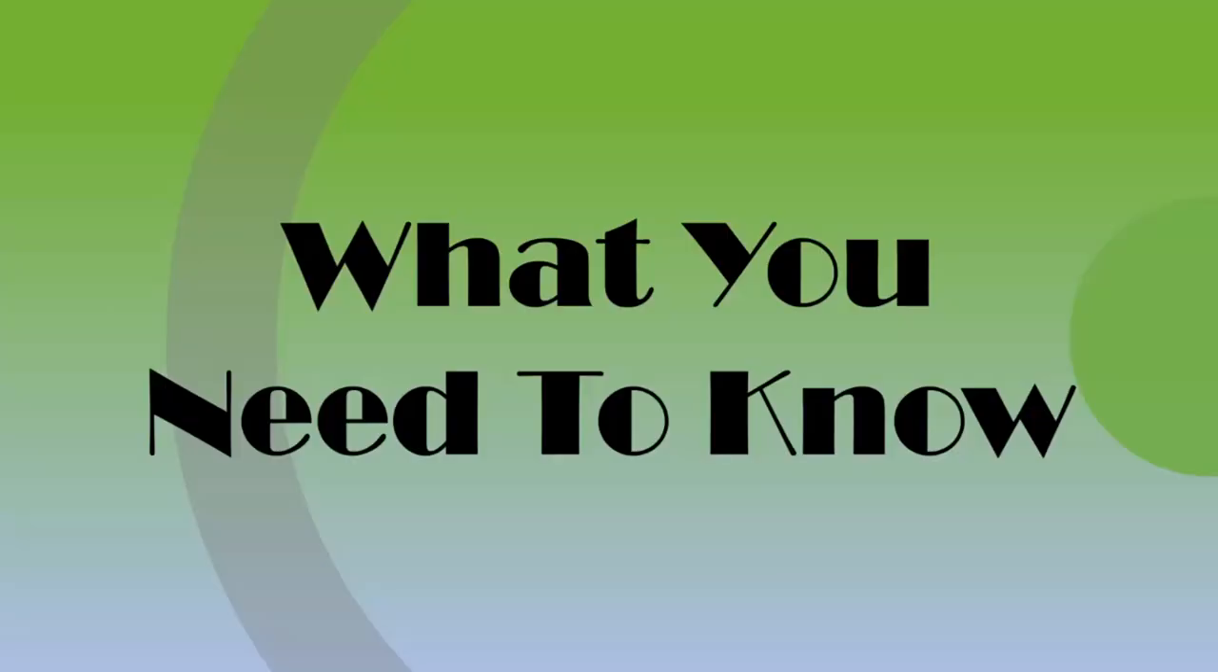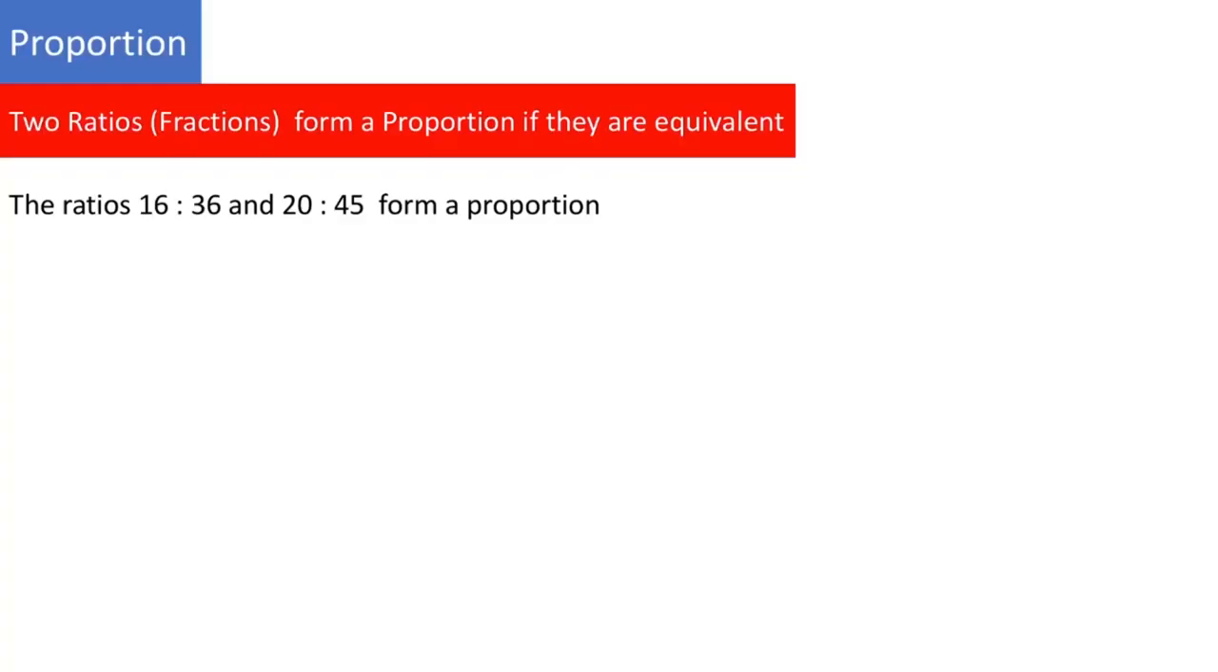Hello and welcome. Let's see what we need for today. Proportion is an important topic, extremely important, used in many ways. Two ratios, fractions, form a proportion if they are equivalent. So let's see if these two ratios, 16 to 36 and 20 to 45, form a proportion. There's two ways of doing it.